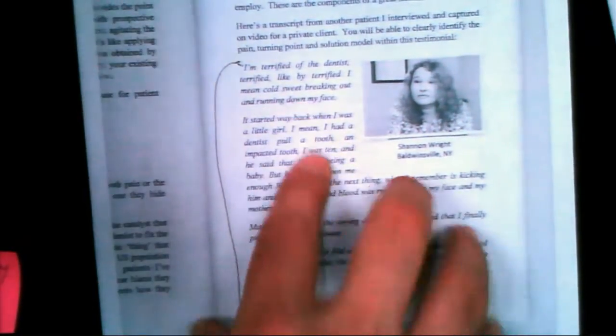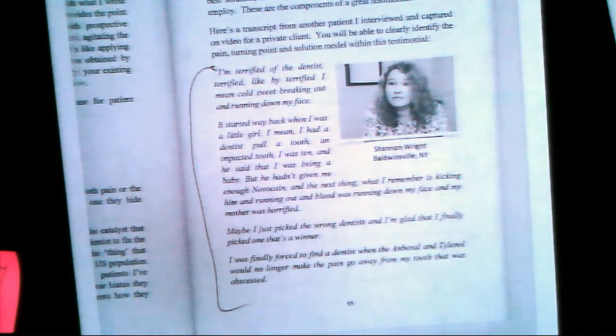And Shannon said, I'm terrified of the dentist. Terrified, like, by terrified I mean cold sweat breaking out and running down my face. It started way back when I was a little girl. I mean, I had a dentist pull a tooth, an impacted tooth. I was 10, and he said that I was being a baby.